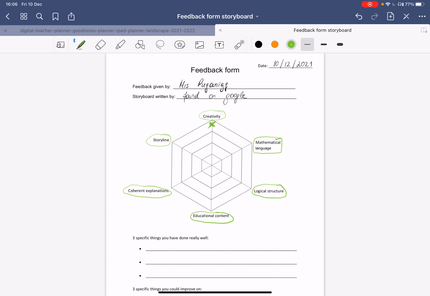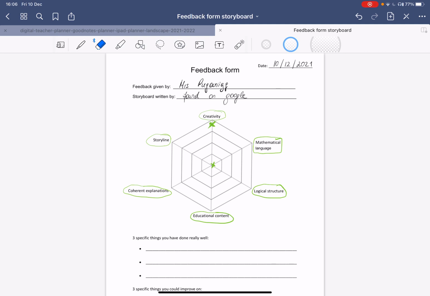Mathematical language, I would have to say there was none because there is no math involved in that story. So that would give us a very low rating. Low ratings are indicated towards the middle, towards the center of this graph. So that would be here, or maybe even right in the middle.